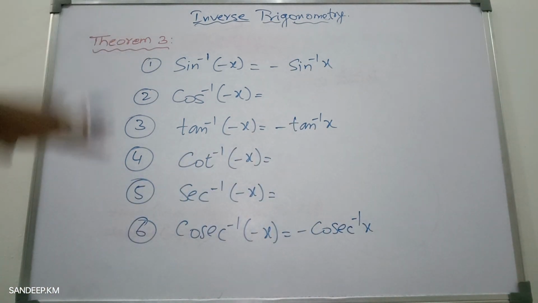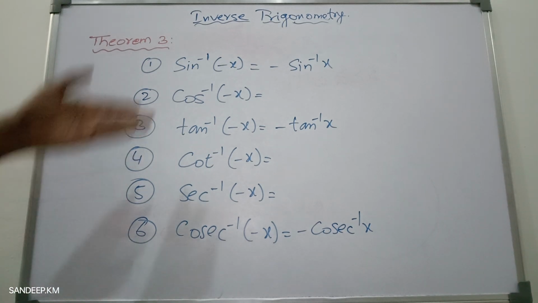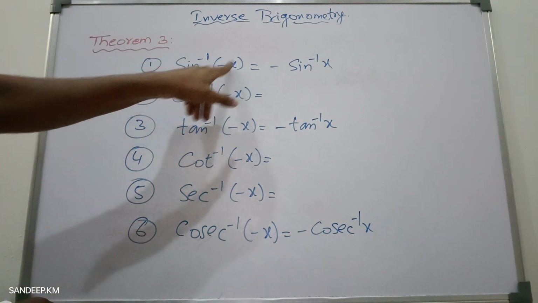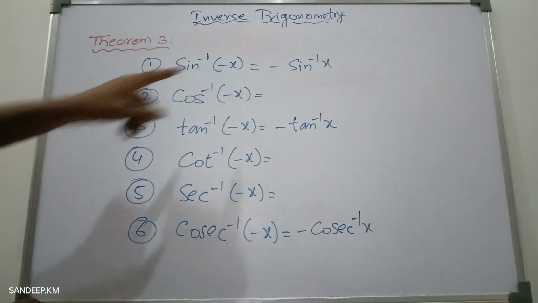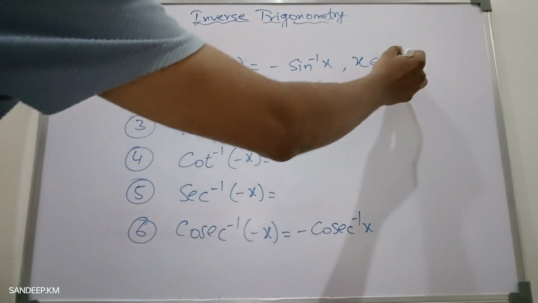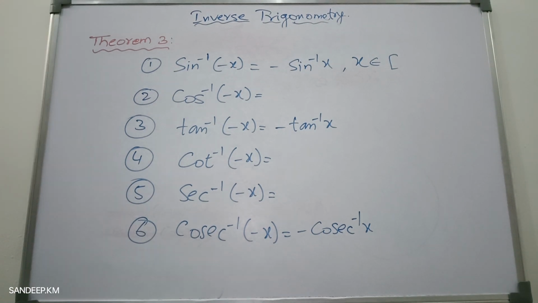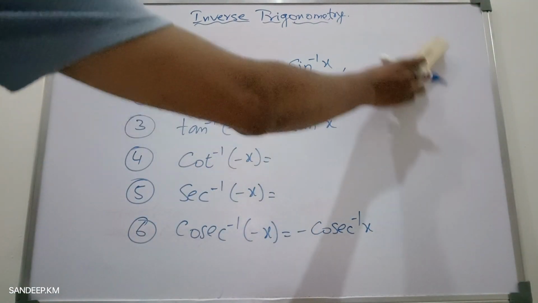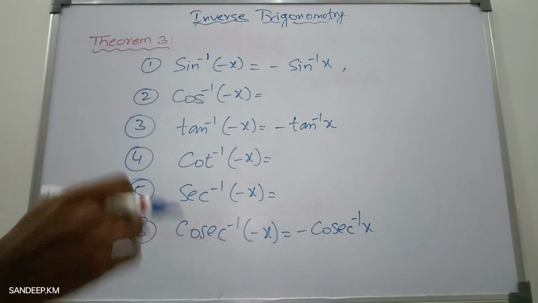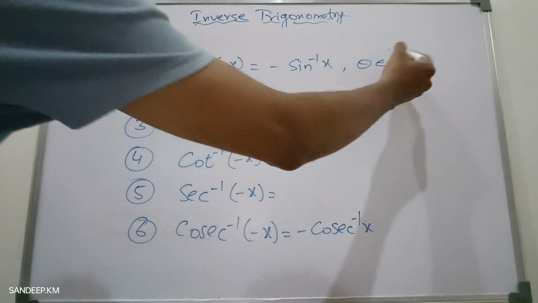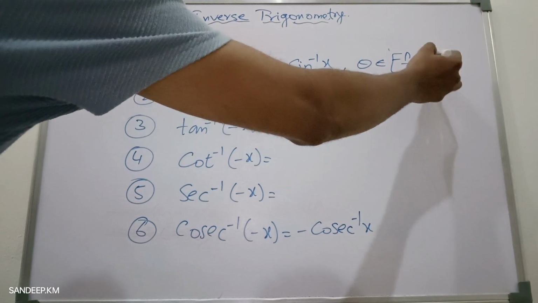What is the actual reason? You will understand it in proofs. Even here also you will understand it easily. What is it? Remember, sine inverse of minus x is equal to minus sine inverse x if and only if theta belongs to minus pi by 2 comma plus pi by 2.